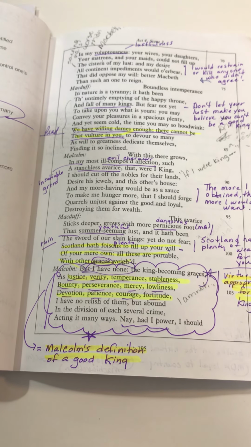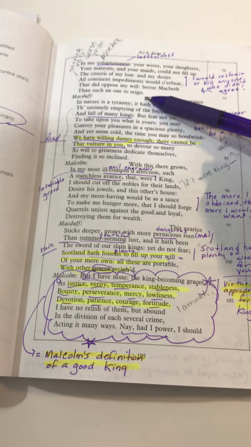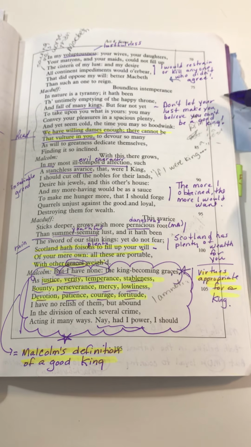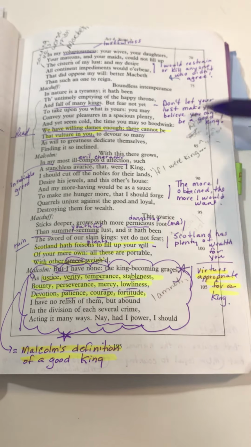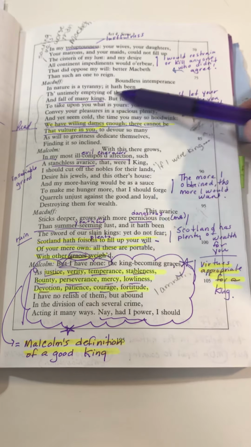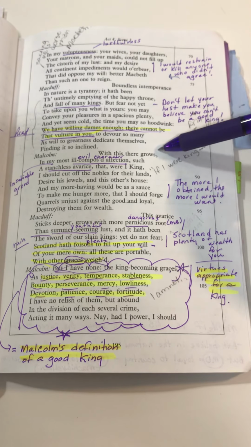Such a staunchless avarice. Okay, so Macbeth says, no, you can't be that bad. He says, don't let your lust make you believe you can't be a good king. You can fulfill all your fantasies, but still be a really good king. He says, many kings have done that.